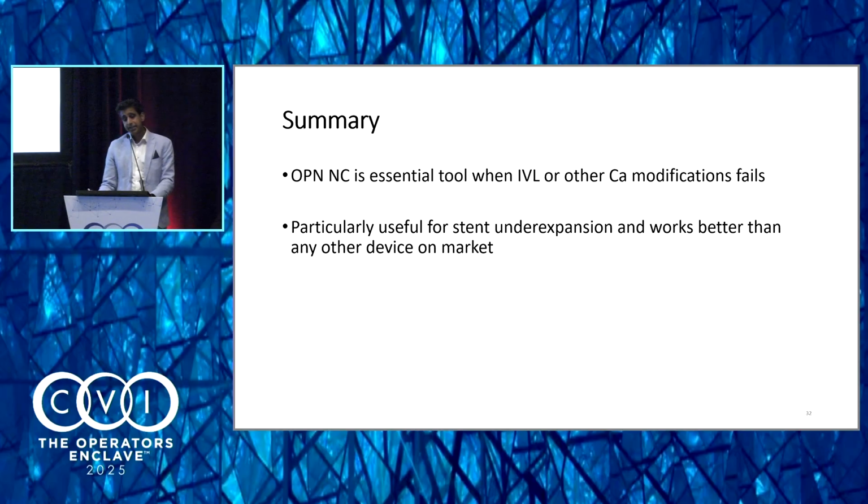So the OPN-NC is an essential tool in the cath lab, particularly when other calcium modification fails, whether it's rota or IVL, and it's particularly valuable for stent underexpansion. And I believe it probably works better than any other device on the market when you have an under-deployed stent. And we all have that situation where you have stent regret. The one thing that can bail you out is the OPN-NC.